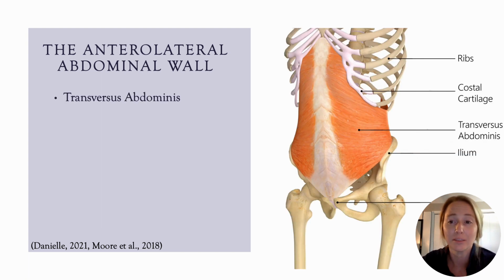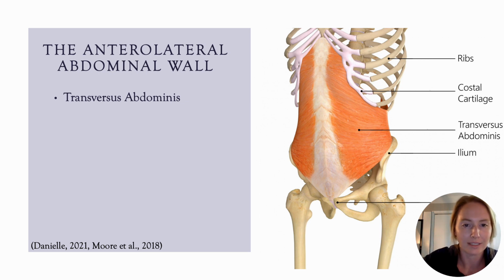The TA is the deepest layer in our abdominal canister, and it's a large corset-style muscle that originates on the internal surfaces of the 7th through 12th costal cartilage, and also in the iliac crest and connective tissue deep to the inguinal ligament. The TA inserts on the linea alba with the aponeurosis of the internal oblique and the pubic crest, and then down into the pubic bone via the conjoint tendon.